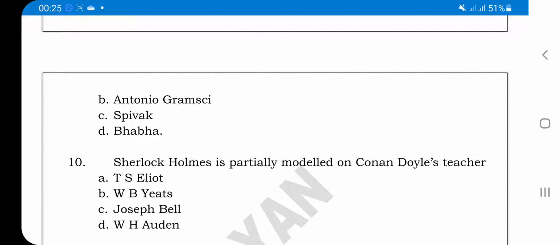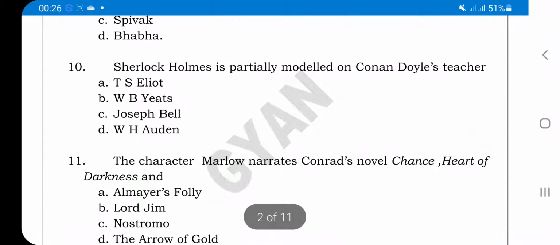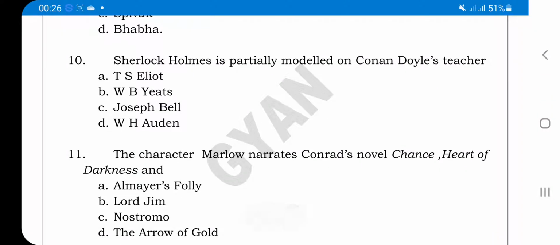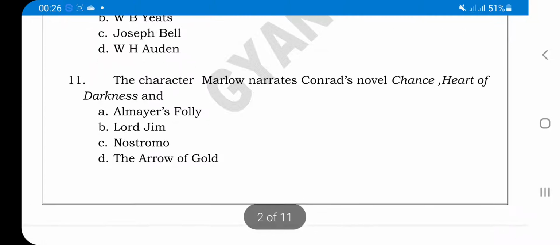Next, Sherlock Holmes is partially modeled on Conan Doyle's teacher. So, do you know the name? It's one of my favorite questions. The character Marlowe narrates Conrad's novel Heart of Darkness, and this one is really good.